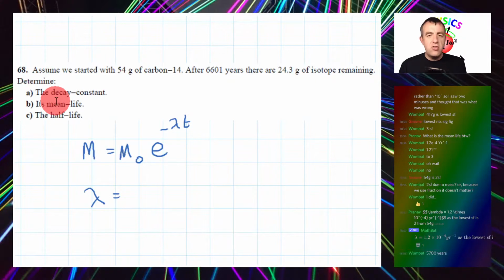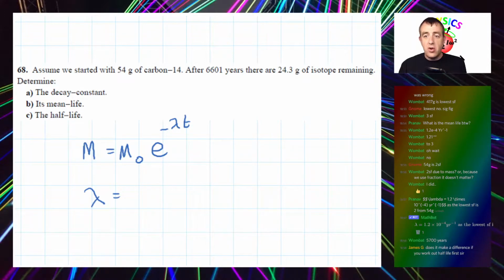Are any GCSE students who are working on... I'll check what your answers were, by the way. Yep, 5,700 years is correct. Well done, Wombat. How would you do that, James?